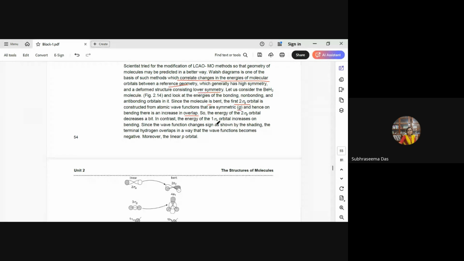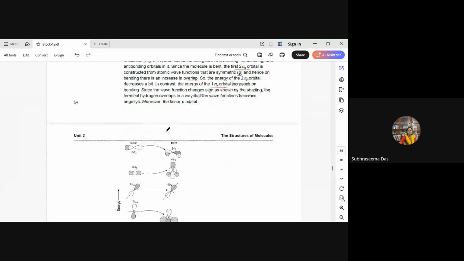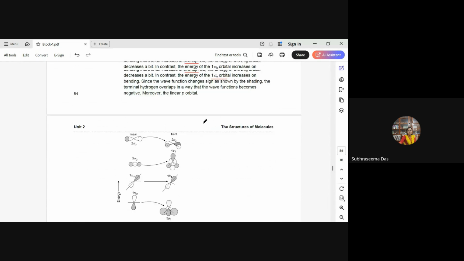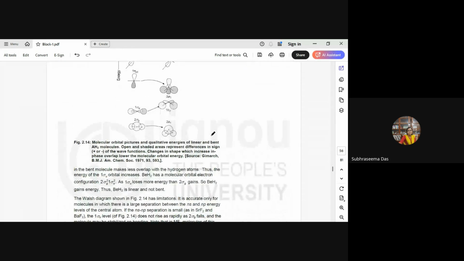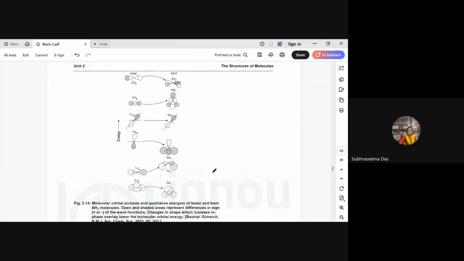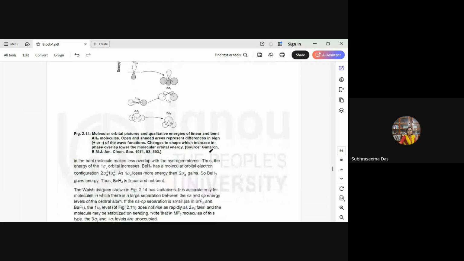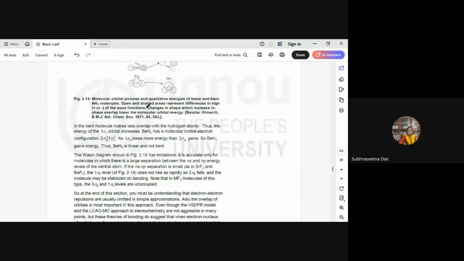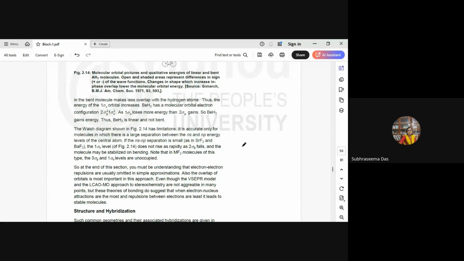In contrast, the energy of the 1σu orbital increases on bending. So the wave function changes its sign. Moreover, here we can also see the p orbital, which is linear. In the bent molecule, the linear p orbital overlaps with the hydrogen atoms. Thus the energy of the 1σu orbital increases.